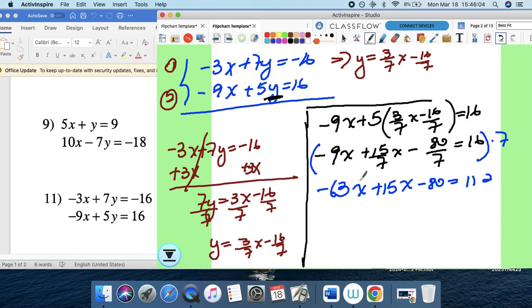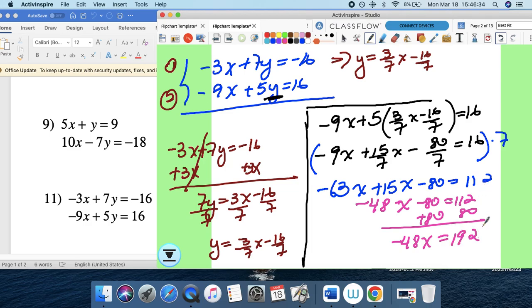So that makes my life a little bit easier because I don't have to deal with fractions. Combine like terms. Let me change colors. I'm combining these two guys here, so negative 63 and 15 now gives me negative 48x minus 80 equals 112. I'm going to add 80 on both sides, and I get negative 48x equals 192.